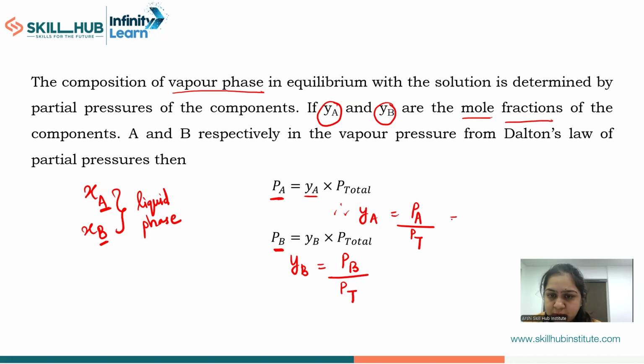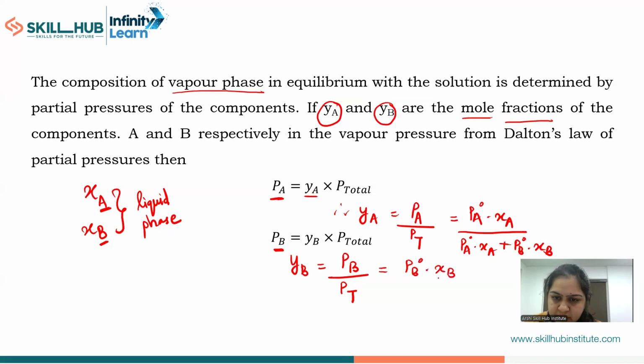Okay, we can also solve this because now we know what Raoult's law is. PA will be equal to PA naught into XA, upon, we can also write for total vapor pressure, that is PA naught into XA plus PB naught into XB. Similarly, here also for YB, we can solve and write PB naught into XB upon PA naught into XA plus PB naught into XB. I hope this is understood. Okay. So in the next part of this lecture, we'll be solving some questions.